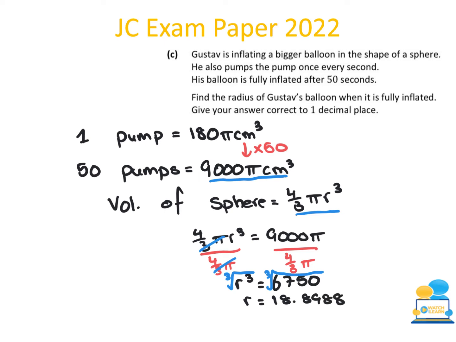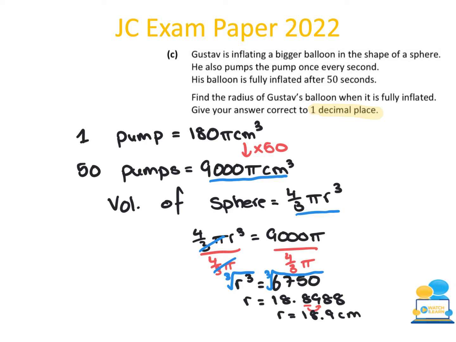18.8988. So don't forget to look back up in the question, see what did they ask you to round your answer to. They asked me to round it to 1 decimal place here. So that 8 here is in the 1 decimal place region. So I'm going to check its neighbour, which is 9, and see is it going to force the 8 to stay the same or move up. And it's going to make it move up. So my radius is equal to 18.9 and my unit again is centimetres. So that is the radius of Gustav's balloon.